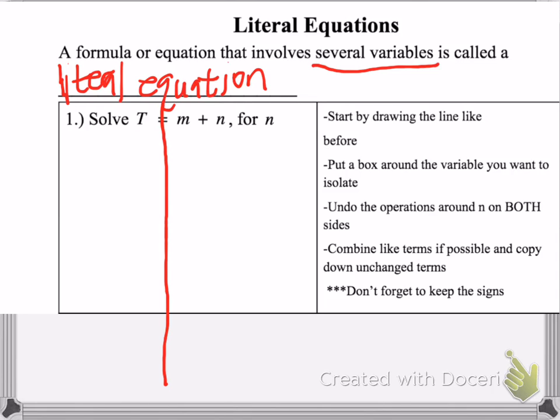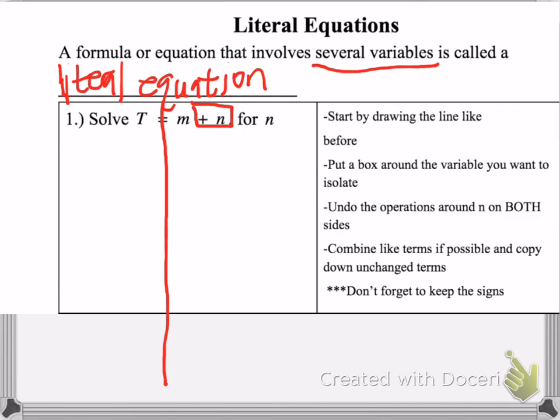We're going to put a box around the variable we want to isolate. I'm going to put a box around the n because that's the variable I'm trying to solve for. Remember, it says solve for n. Then we're just going to undo all the operations around n. But whatever we do to one side, we still have to do to both sides.